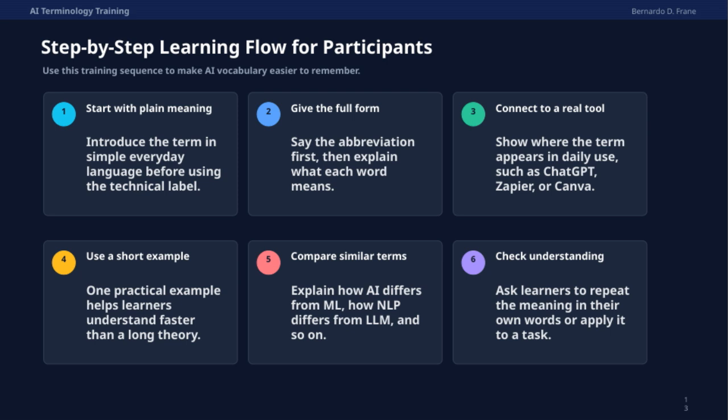To make it more relatable, I use a short, practical example, something simple that helps learners grasp the idea faster than a lengthy explanation. I connect these terms to real-world tools like ChatGPT, Zapier, or Canva, so learners see how these concepts appear in daily use. When introducing abbreviations, I start with the full form first, then explain what each word means to avoid confusion. Finally, I introduce new terms in plain, everyday language before diving into technical labels, making the learning process smoother. Using this step-by-step sequence helps make complex AI vocabulary easier to remember and understand.